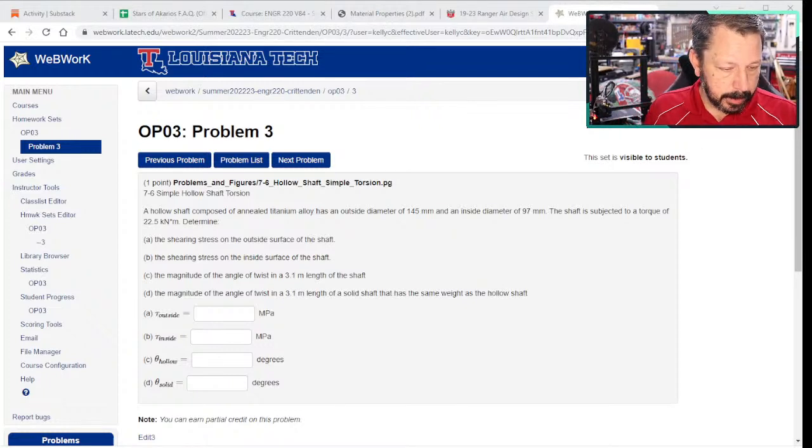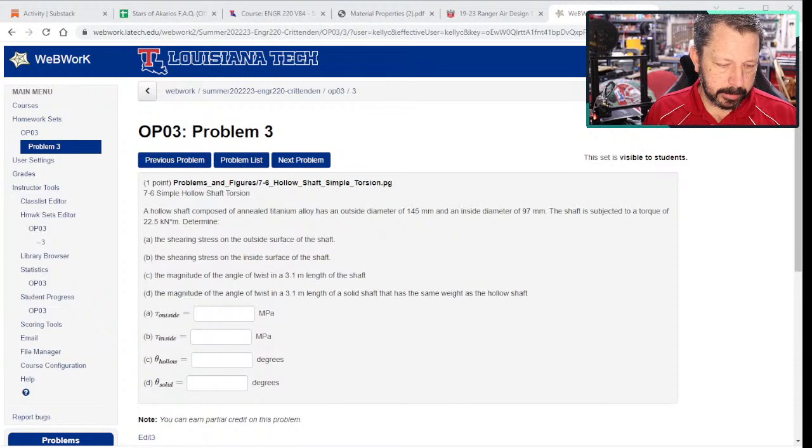It's all open. Alright, so this one's a hollow shaft, annealed titanium alloy. So that's a different material. We'll have to look at that material property. It has an outer diameter of 145 millimeters, at least for me, and an inside diameter of 97 millimeters. It has a torque, just a single torque.